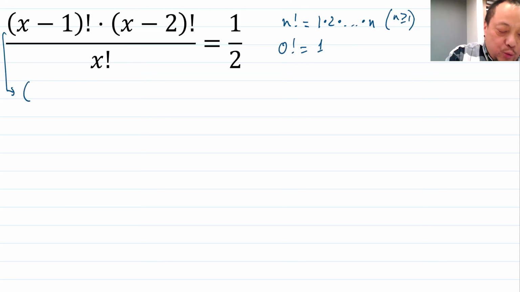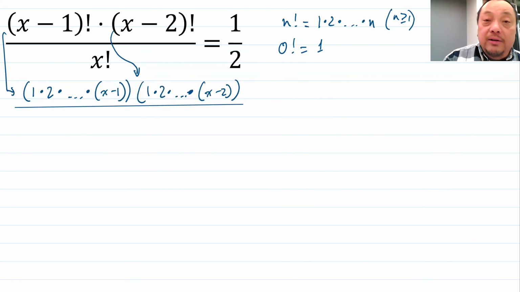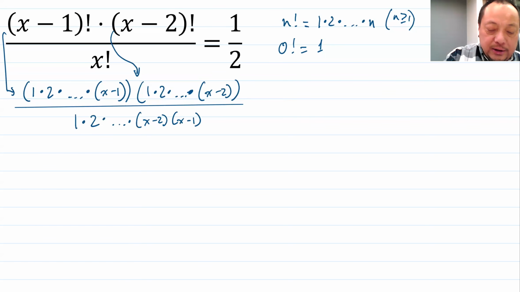x minus 1 factorial would be 1 times 2 times all the way up to x minus 1. x minus 2 factorial is 1 times 2 times up to x minus 2. Divided by x factorial, which is 1 times 2 all the way up to x. But before we get to x, we have to go through x minus 2 and x minus 1 to get to x like that. So when we write it out like that, we can see that things can cancel.